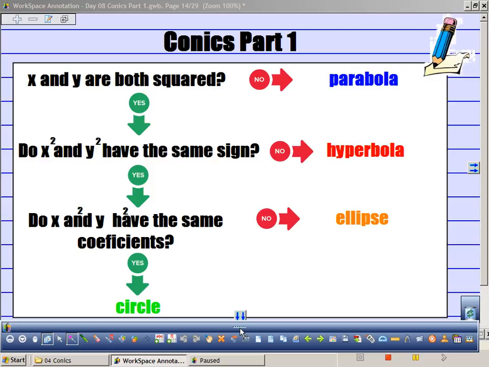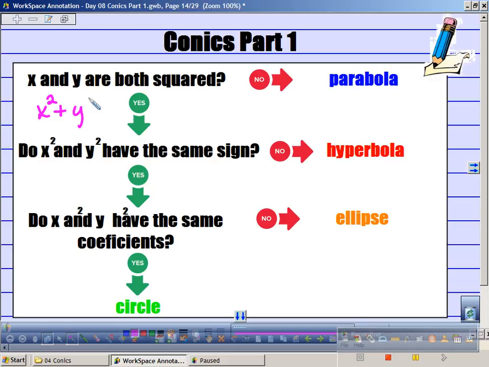I need everybody's attention. So this is what you're going to ask yourself. You're not going to understand the very last one. Just give me a second. X and y are both squared. So if I have something like this that says x is squared and y is squared, that means we would go here. No, if you had something like this, we would know that that would be a parabola, right? Because you only have one of them squared. That makes a parabola.